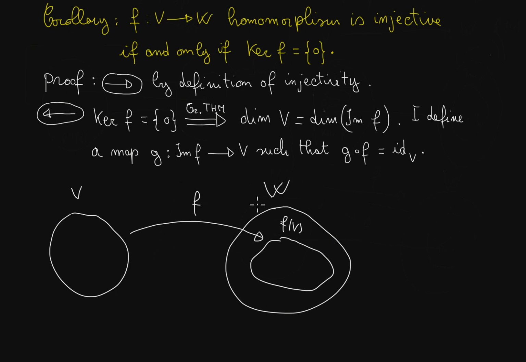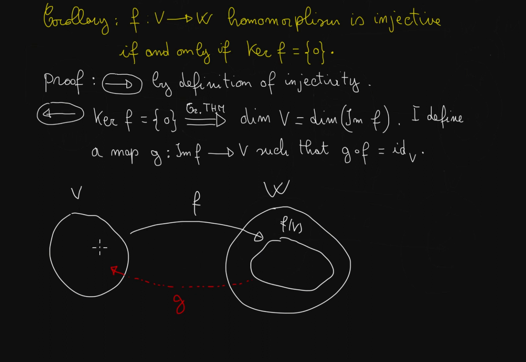and I want to show that f is injective by defining a g such that the composition of f with g is the identity. So if I first take f and I go here, and then I take g and I go backwards, I obtain the identity on v. The g will be defined just on f of v. It will not be defined on all of w. Okay. Why is this true?